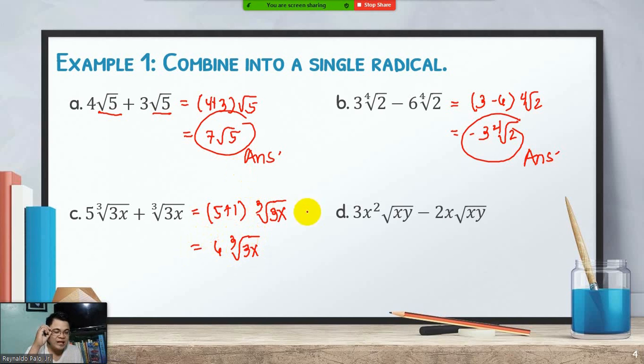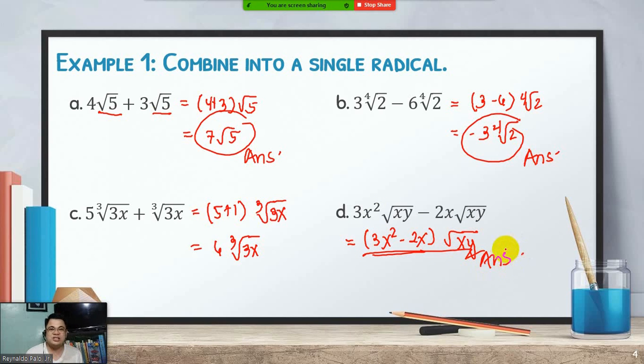Then lastly, letter D, 3x squared square root of xy minus 2x square root of xy. They are similar radicals because of square root of xy. So therefore, we are going to subtract 3x squared and 2x square root of xy. But the problem here is that the coefficients are dissimilar. So if we apply the principles in algebra, we cannot combine them. So therefore, this will serve as your final answer.